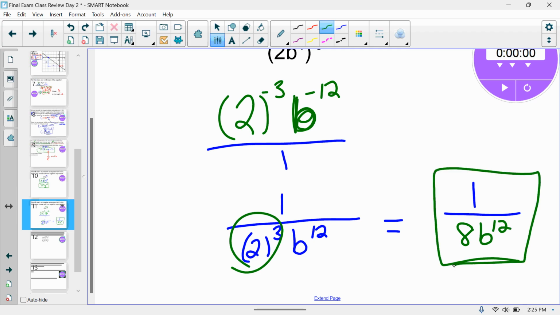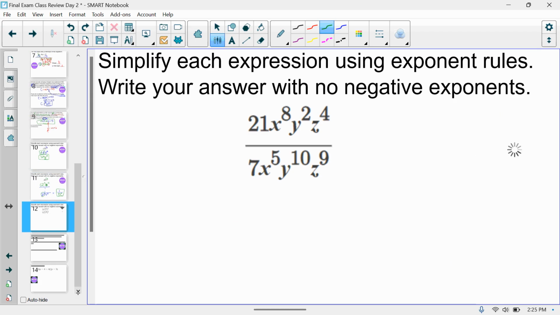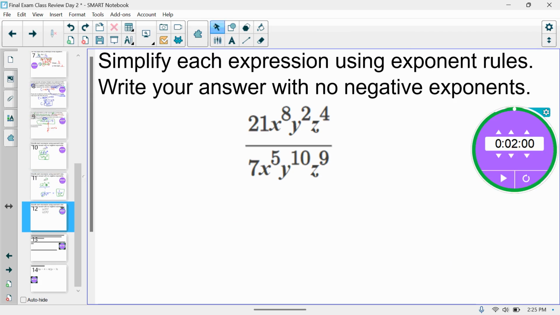How many of you got that right? Good. All right, one more exponent rule one. Go ahead and try this one.